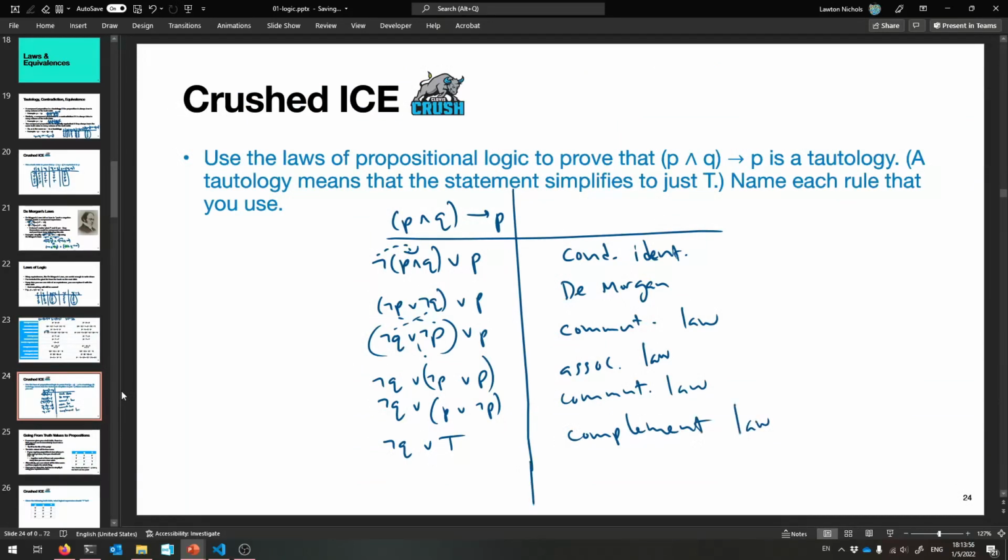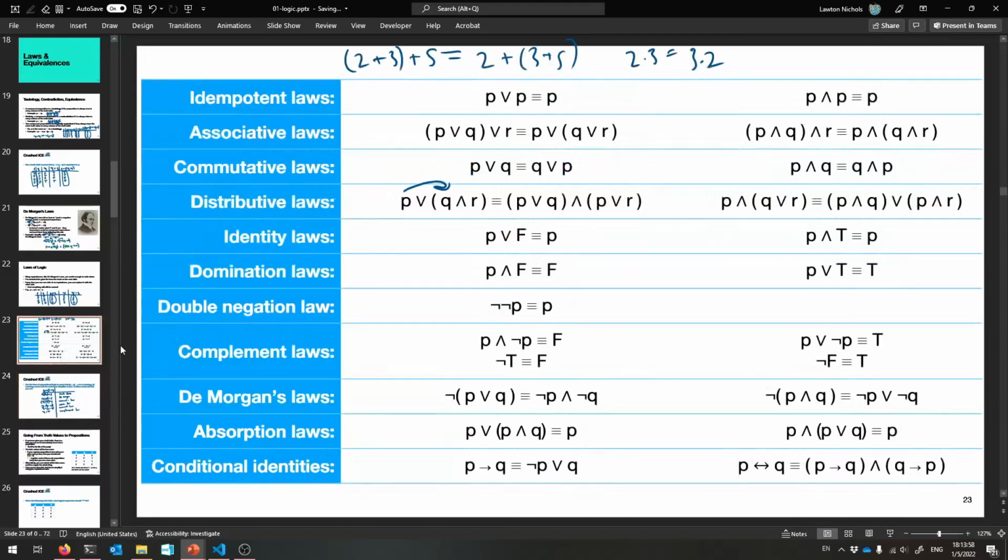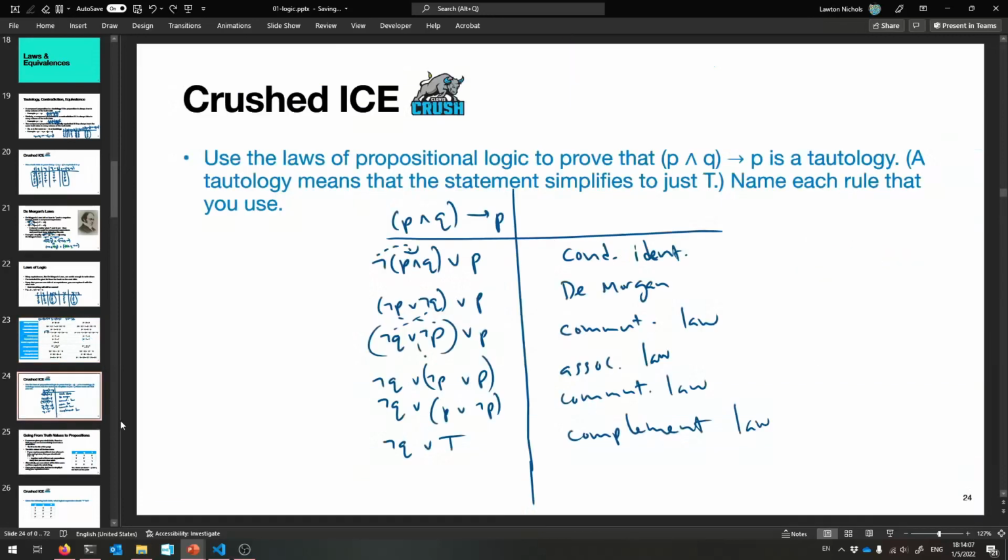And then, what do you know? Anything ORed with true is true. That's a domination law. True dominates when you're using OR. It's always true, no matter what not Q is. Oh man. And so this is just true by the domination law.